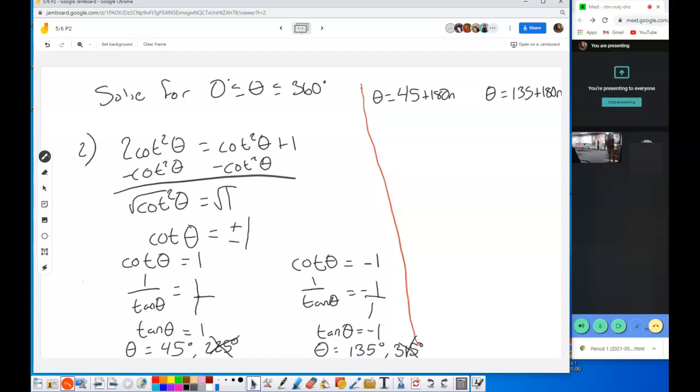So where can we start? What n can we start with? 1. All right, let's do 1. So what's 45 plus 180? 225. Is that on our interval? All right, then we'll keep it. Should I add 180 again? No, right? Why is that? It'll be over 360.